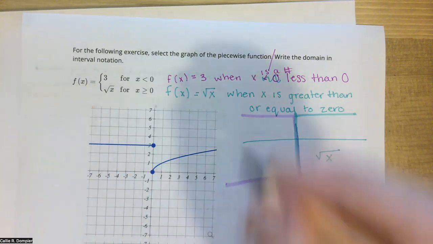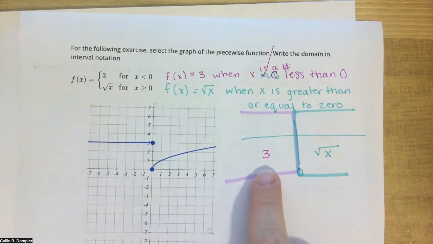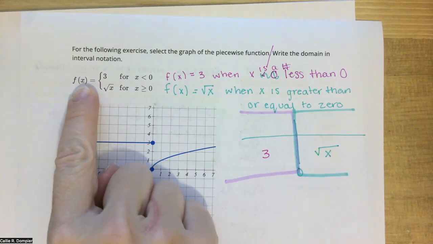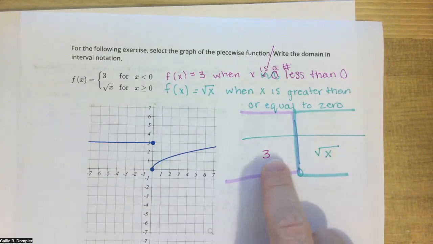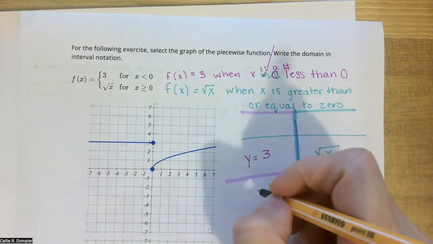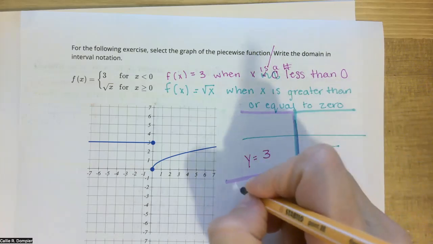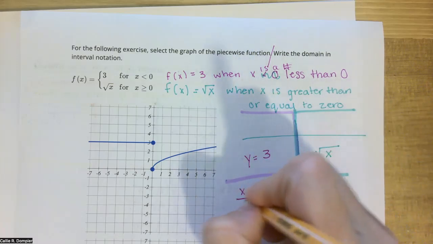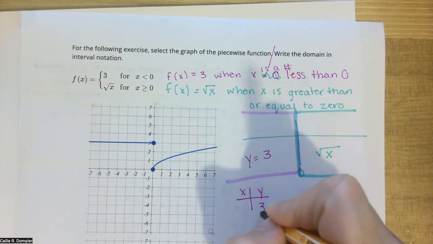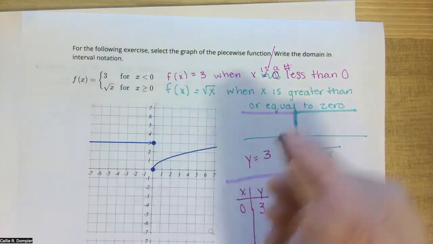Less than 0, we just have the number 3, okay? What is the graph of f of x equals 3, or y equals 3? Y equals 3 is just, no matter what, y equals 3, right? If we were to make an xy table of it, it would be y equals 3 when x is 0. Y equals 3 when x is, well, no, greater than or equal to 0. We shouldn't use that, right?